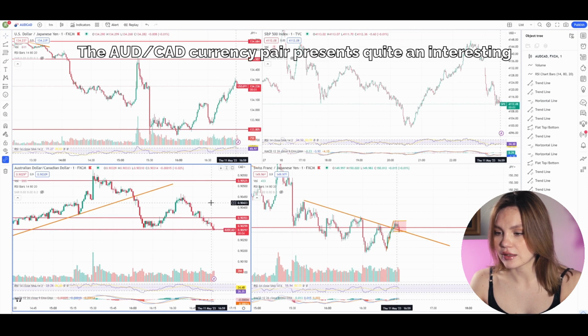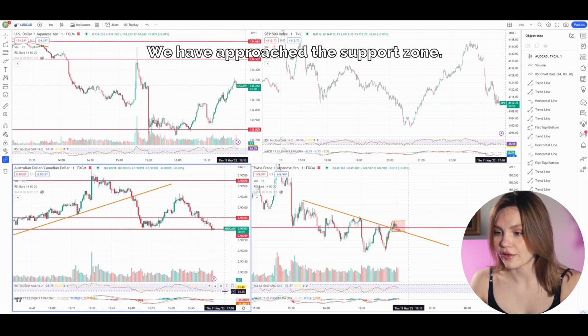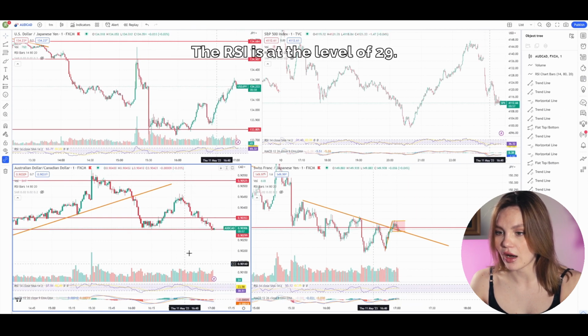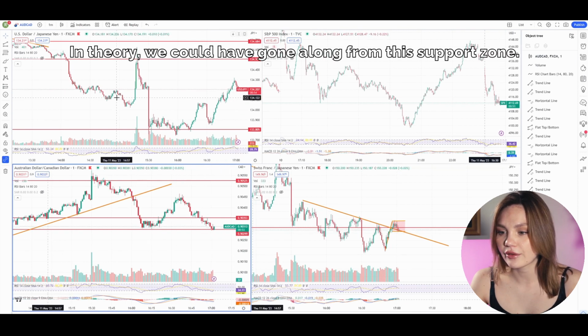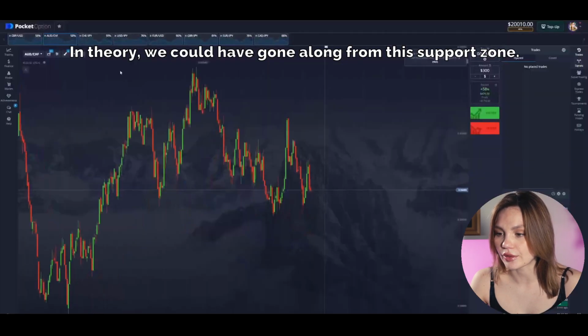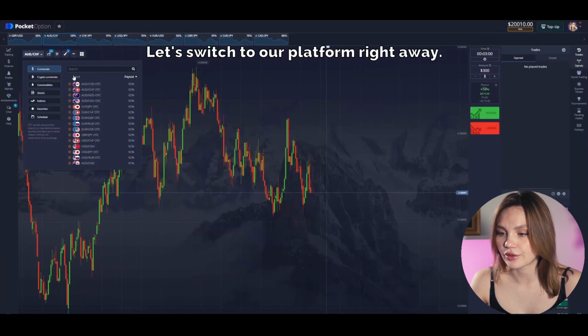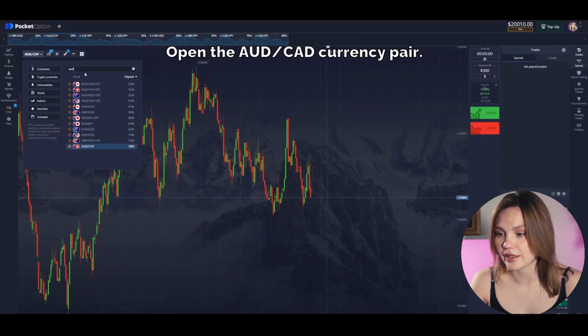The AUD CAD currency pair presents quite an interesting situation. We have approached the support zone. The RSI is at the level of 29. In theory, we could have gone long from this support zone. Let's switch to our platform right away and open the AUD CAD currency pair.